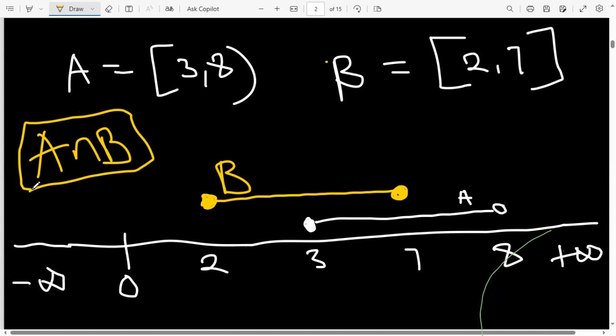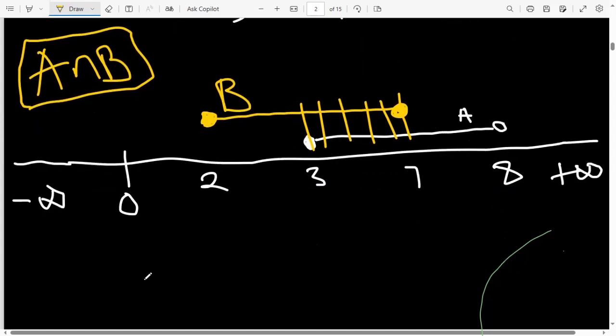We're just going to go at that region where the 2 lines for A and B are overlapping. That will be our intersection. So we are going to shade this part here. This is where these 2 lines are overlapping, okay? So that overlap is from 3 to 7. That overlap is from 3 to 7.